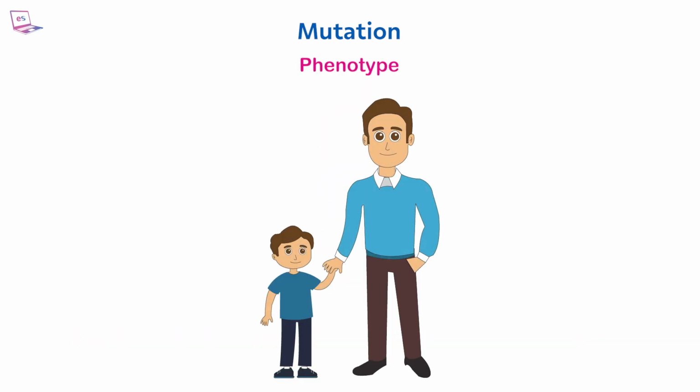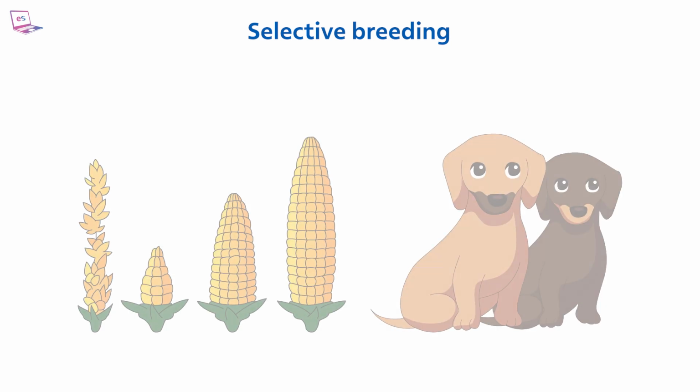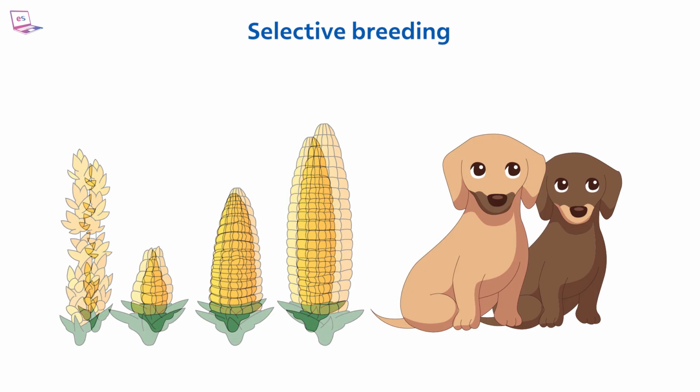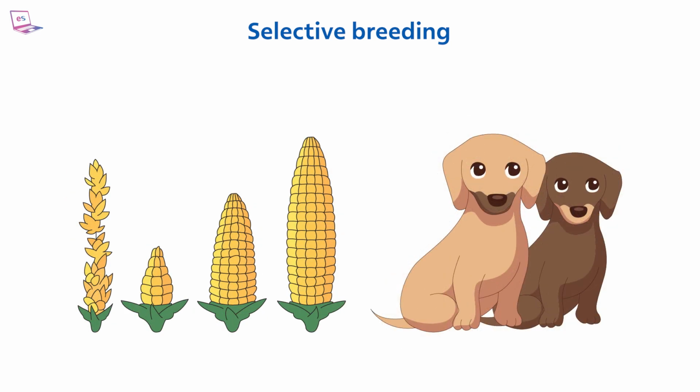Phenotype is an organism's visible characteristics that occur due to its genes. It is the physical expression of DNA. Selective breeding. The process by which humans breed plants and animals for particular genetic characteristics is called selective breeding. It is also called artificial selection.